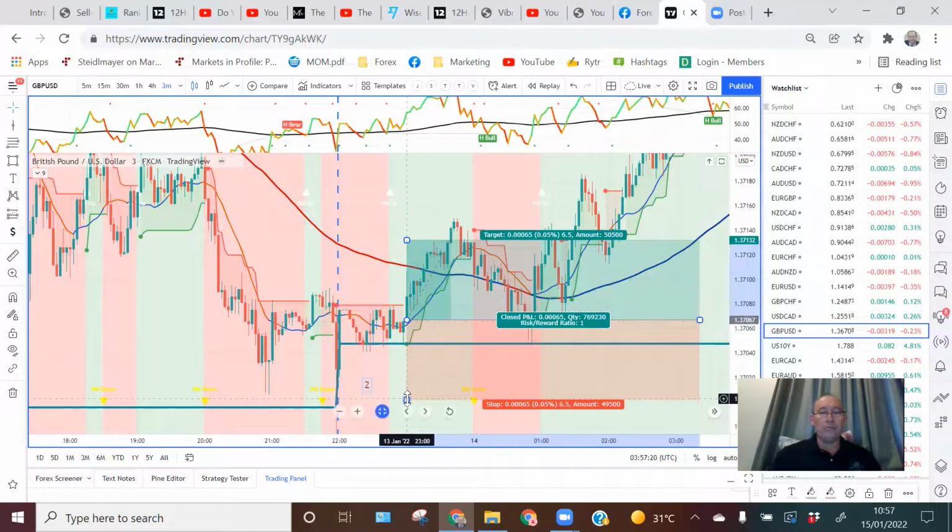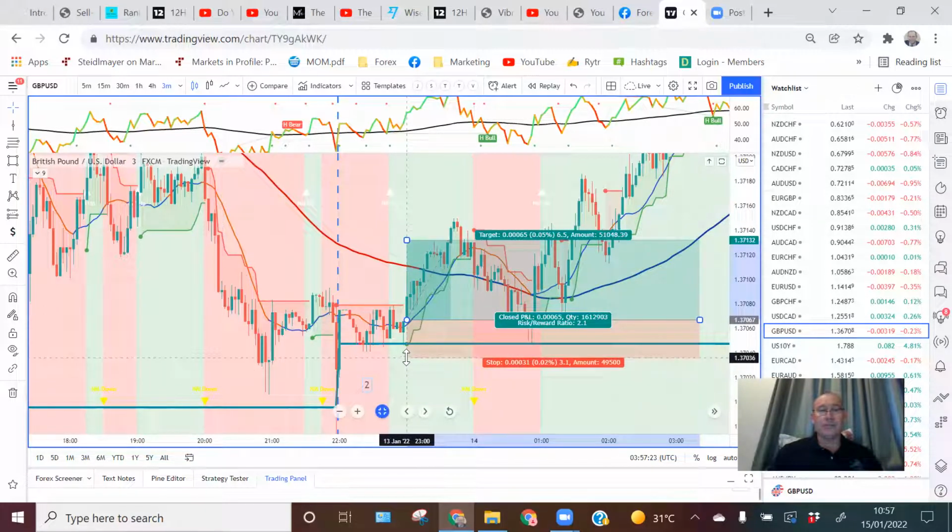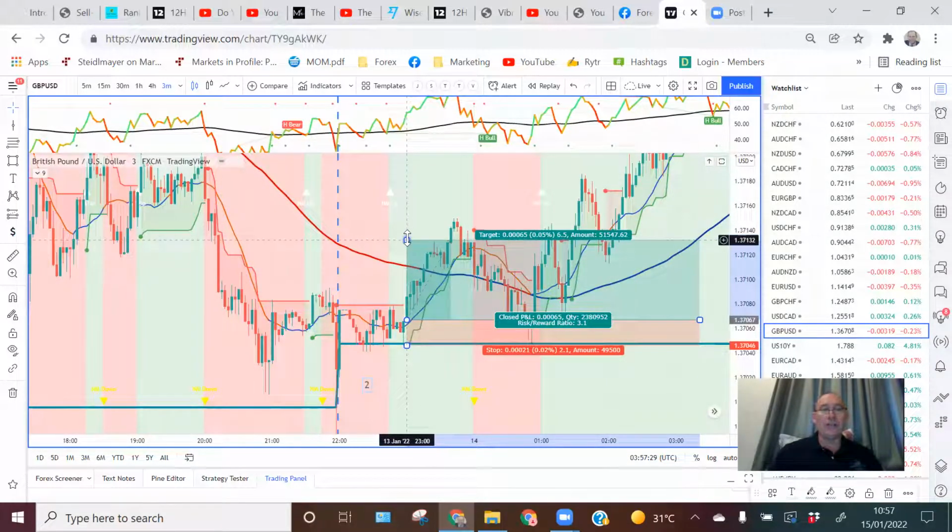Here we go. Where do we put this? Just at the bottom of the snap. Is that special box here? And ladies and gentlemen, it goes to the moon.